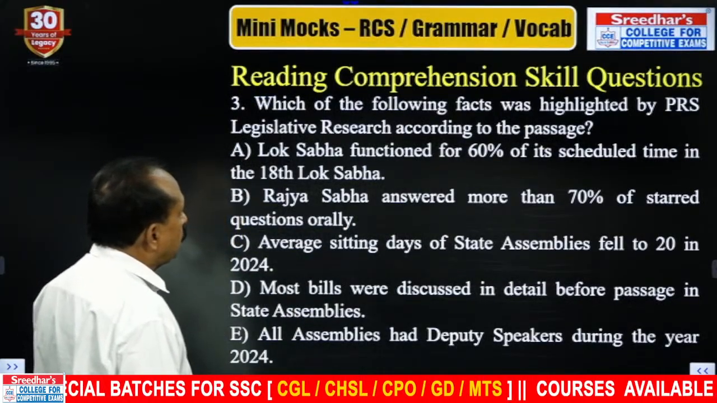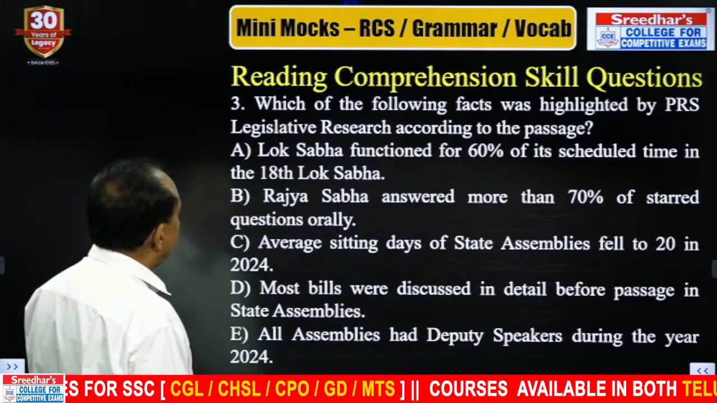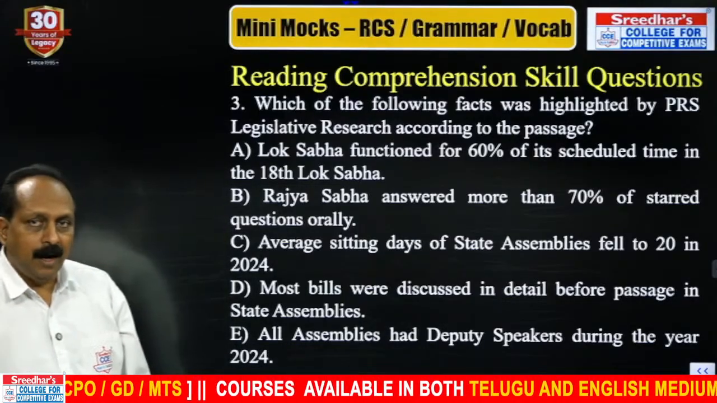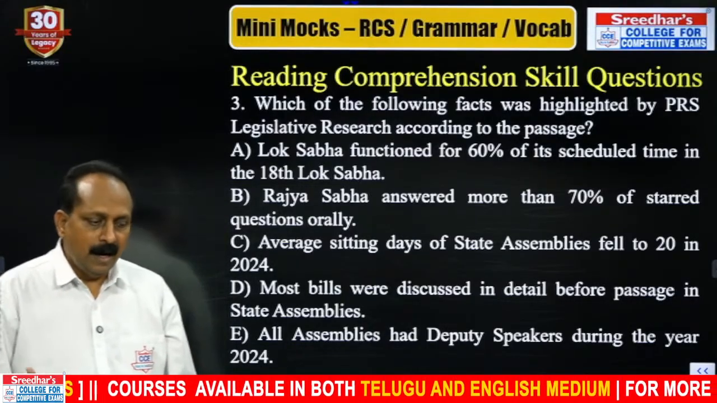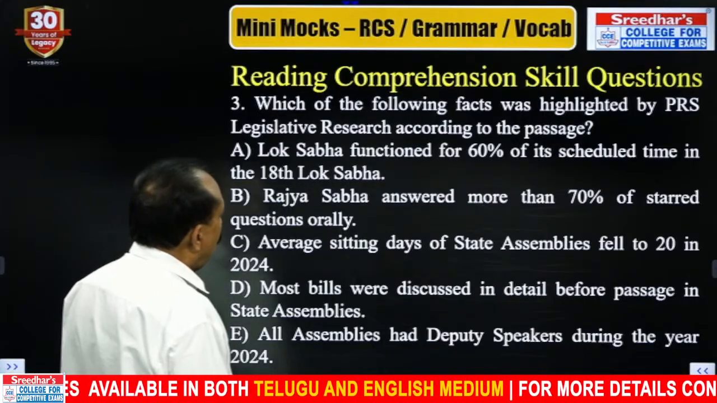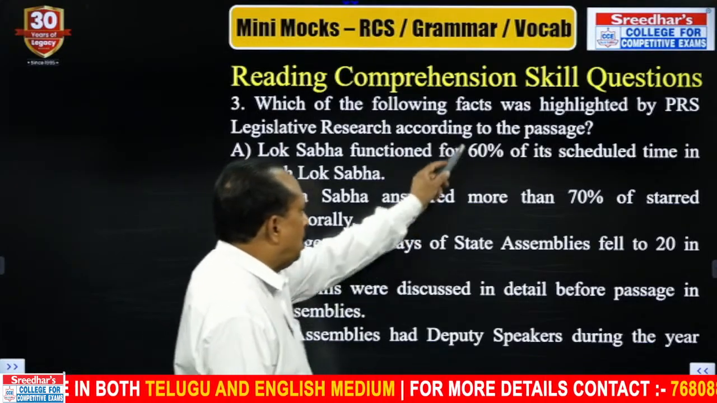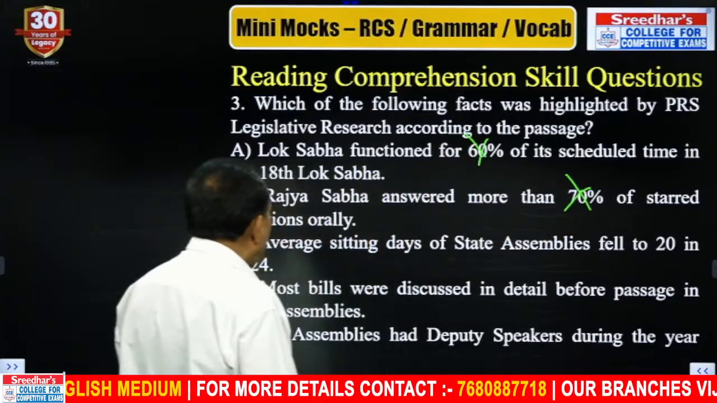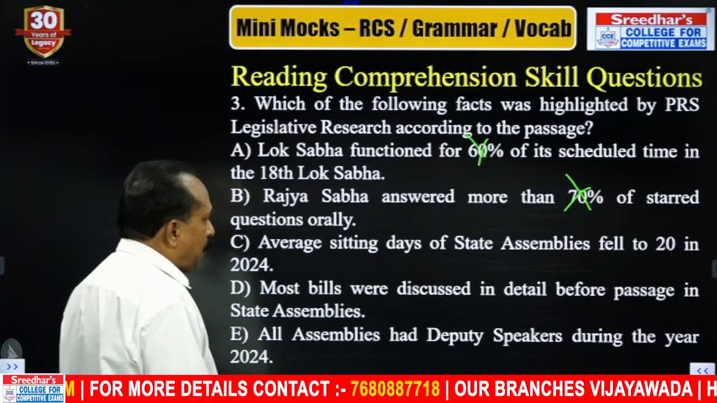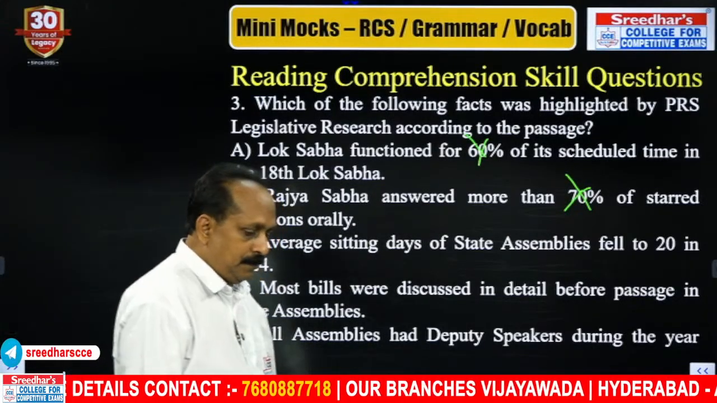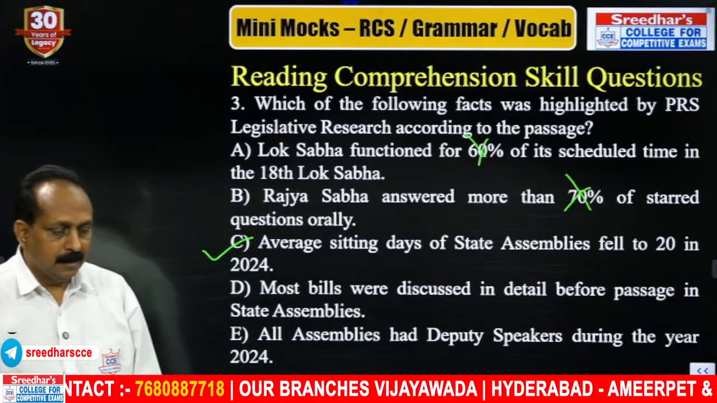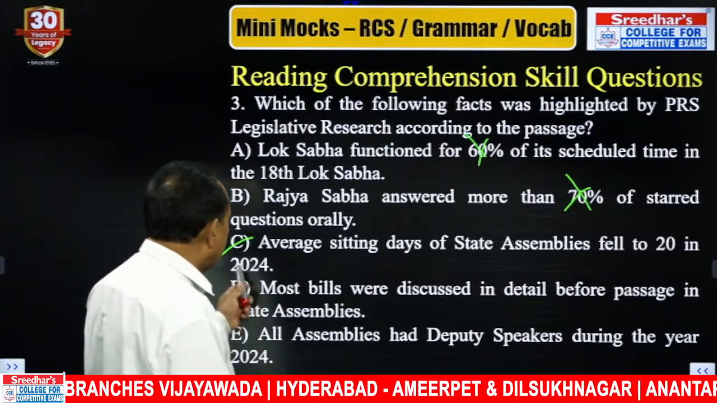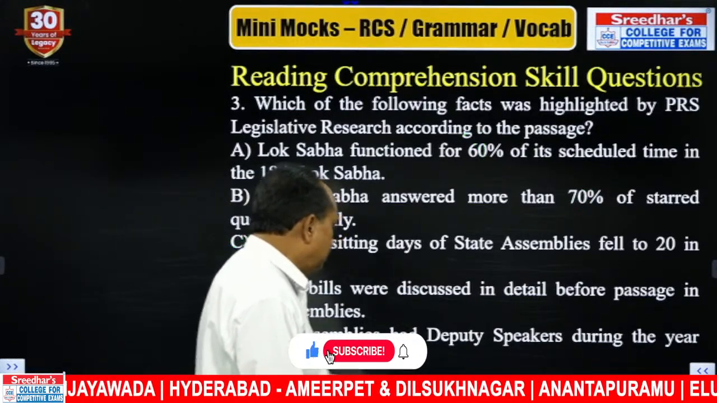Which of the following facts was highlighted by PRS Legislative Research according to the passage? A particular fact has been highlighted. That means it is a question based on explicit information. Lok Sabha functions for 60%? No. Rajya Sabha answered more than 70%. No. Average sitting days of state assemblies fell to 20 in 2024. Average sitting days, about 20 when it comes to assemblies. That's what the editorial says. Answer is C.